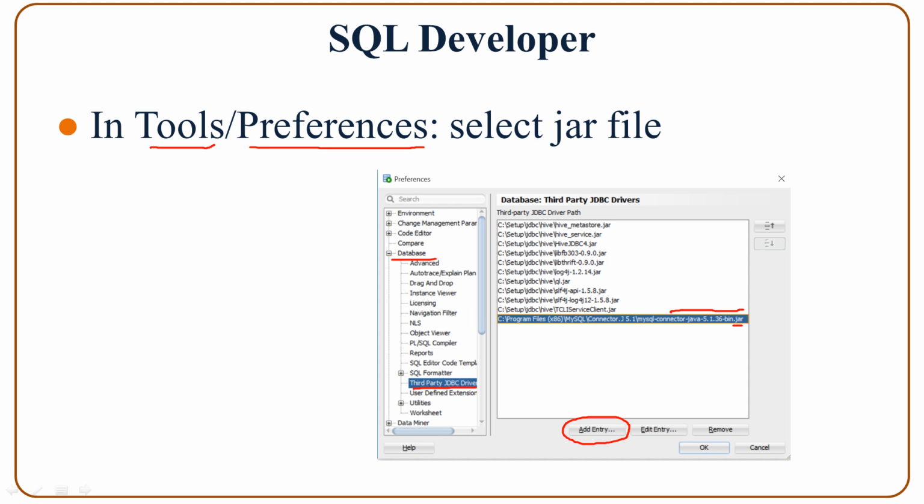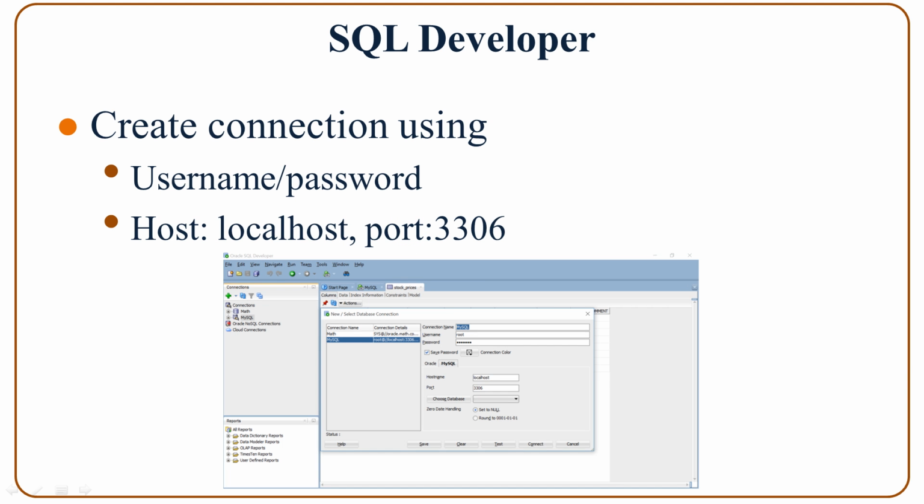And then you can create a connection. You click the green plus sign and create a connection. You specify the username and password, and then the host, and normally if you install MySQL on your computer, it's going to be localhost and use this port, 3306. The port for Oracle is different. This is the port for MySQL.